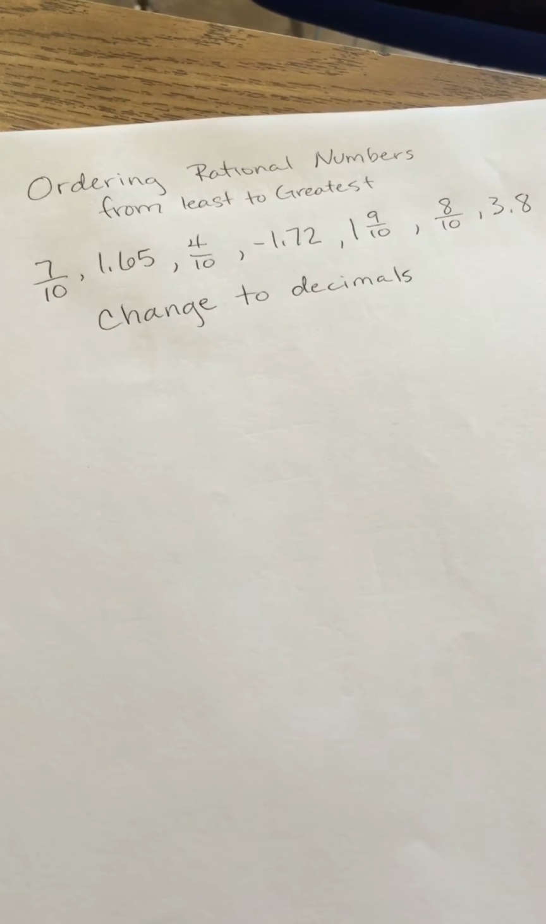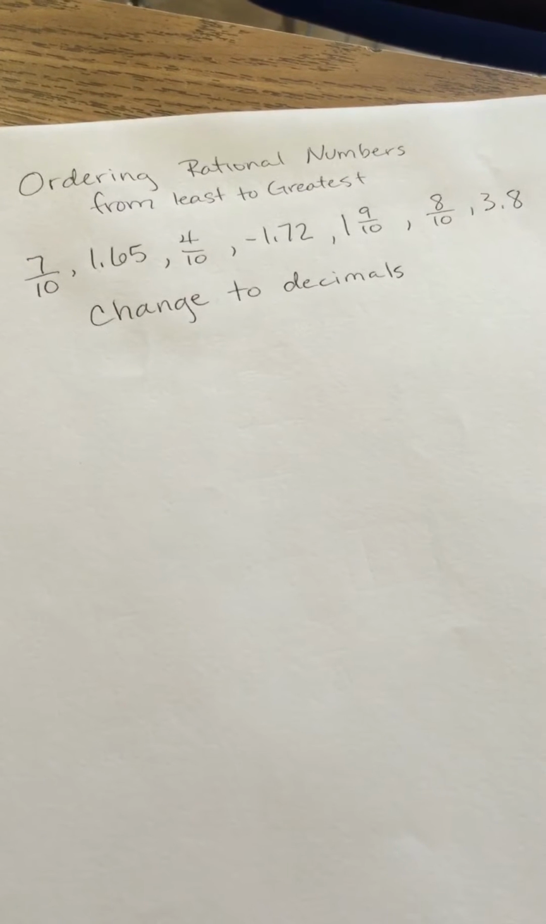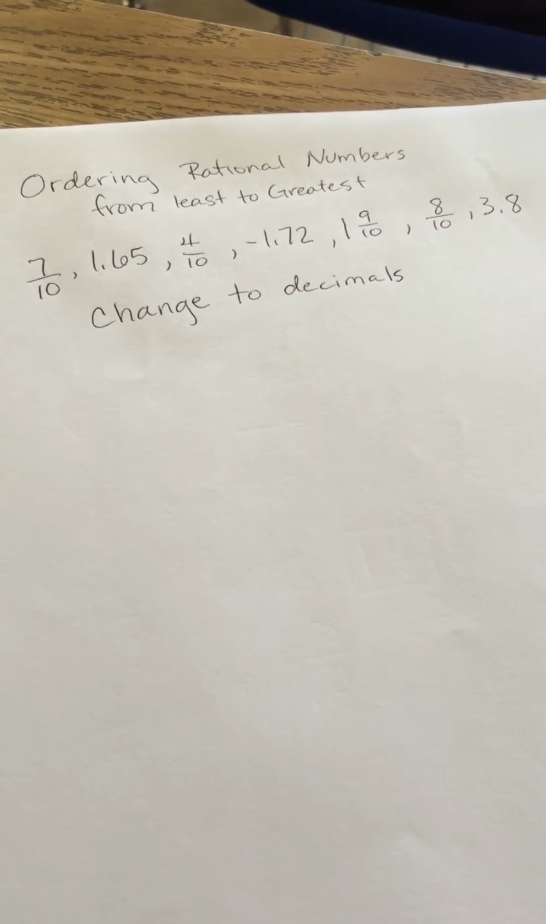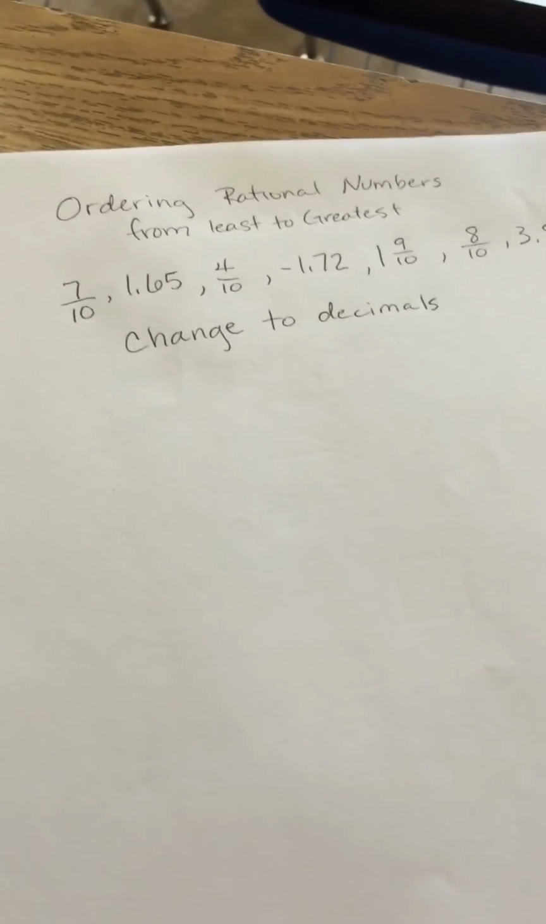Ordering rational numbers from least to greatest. When we have a fraction, a decimal, a negative decimal, and a mixed number, we are going to change all of them to decimals. So let's look at 7/10.